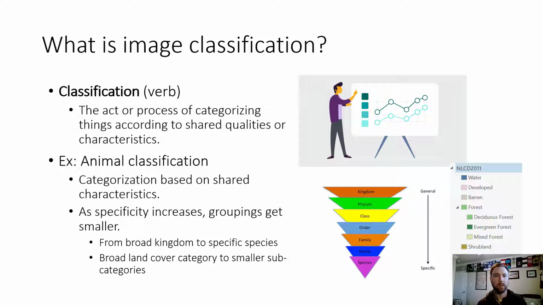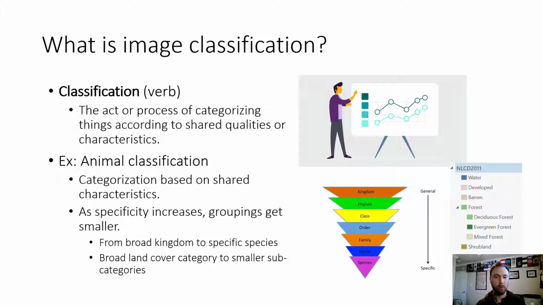Classification, it's a verb, to classify. It's the act or process of categorizing things according to shared qualities or characteristics. I like to use the example of animal classification. Essentially we do this in a sort of stratification system. We categorize animals based off of shared characteristics. As the specificity increases, grouping sets get smaller. At the highest level, we have the kingdoms, right? So animal kingdom. Below that, we have phylum, then class, order, family, genus, all the way down to species.